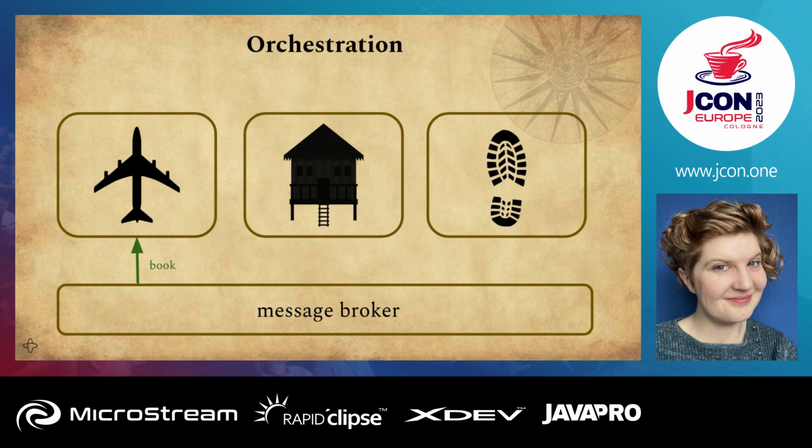Orchestration, on the other hand, you've got your message broker, your super service, if you will, that tells the other services, passes messages to them and tells them what to do. So a message broker tells each of these 3 services to book in the order that the message broker determines, and similarly cancel. As you may have guessed, between these 2 options, Temporal uses orchestration.